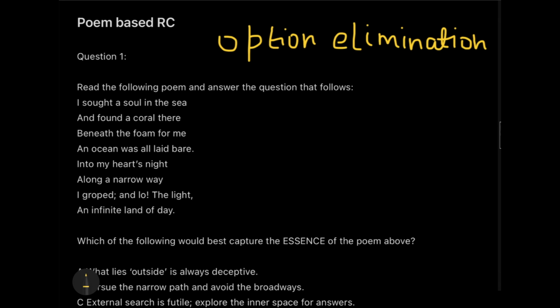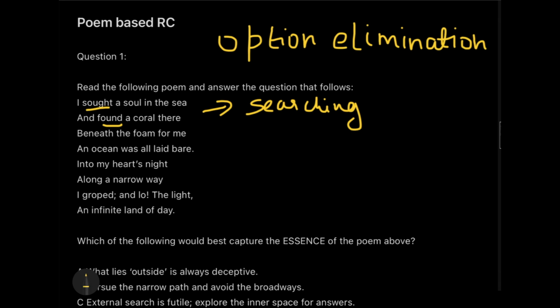I sought a soul in the sea and found a coral there. All right, stop here. Now, you don't need to really understand what is signifying soul and what is signifying coral. What you just need to understand is that seeking and finding is actually depicting that you are searching for something. So searching and finding, this is what you get from these two lines. You don't really need to find out what is analogous to soul or what is analogous to coral.